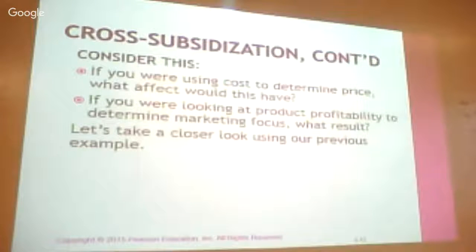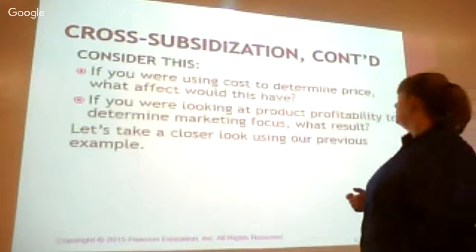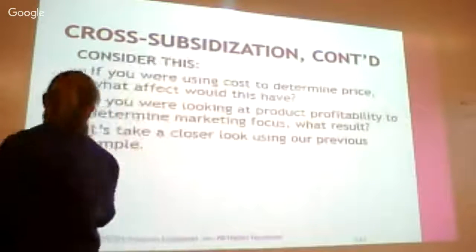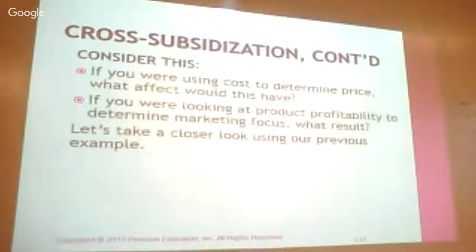Okay? So if you were looking at product profitability to determine market focus, what would result? As we said, product A would be overpriced, so we wouldn't sell enough. Product B would be underpriced, so we'd sell too much. So let's take a look at a previous example.